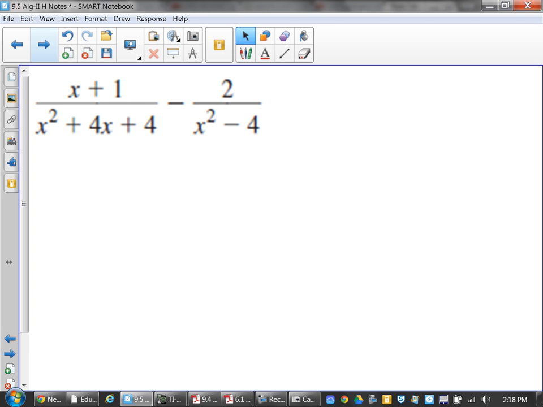Now, as you start to factor this, x plus 1, that first denominator is x plus 2 times x plus 2. You okay with that? Yeah. All right. The second one is going to be x plus 2 times x minus 2.